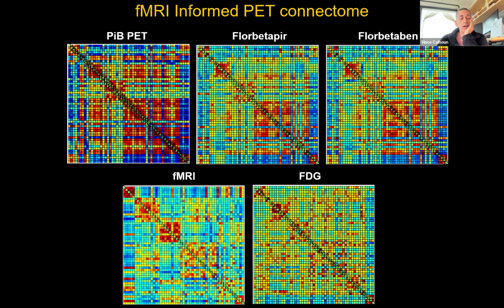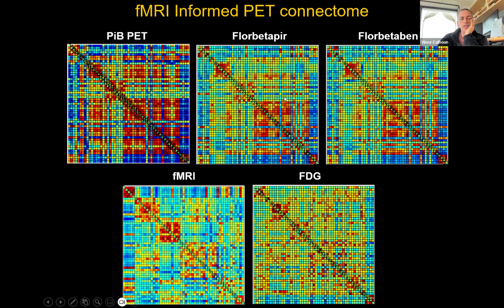Here are some broader examples. This is all using fMRI networks to inform the PET decomposition, so it gives us a reference to compare against. Of course, we don't have to do this. We could use, for example, fluor beta peer as our reference, or we could look at all these combinations. And so you can see some of the differences here.